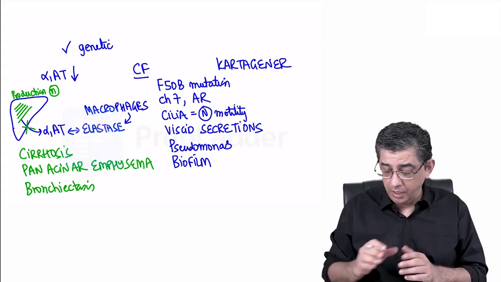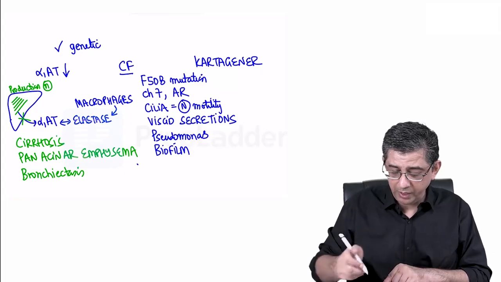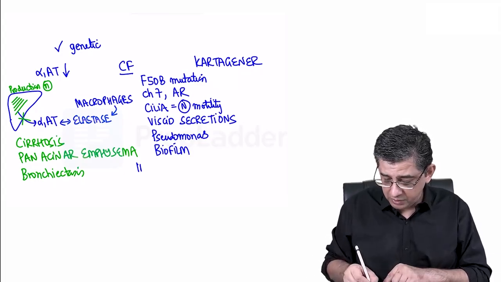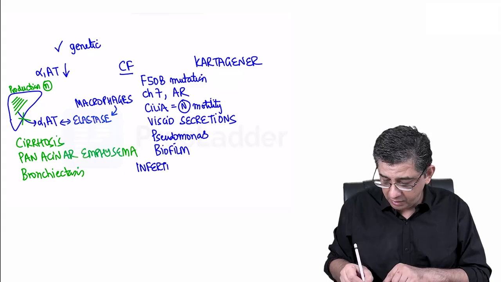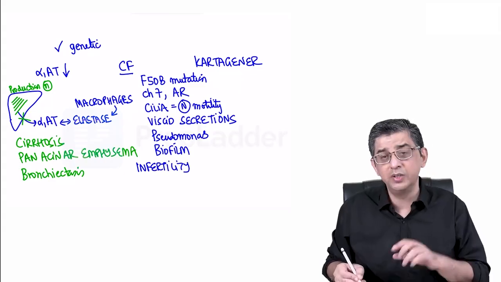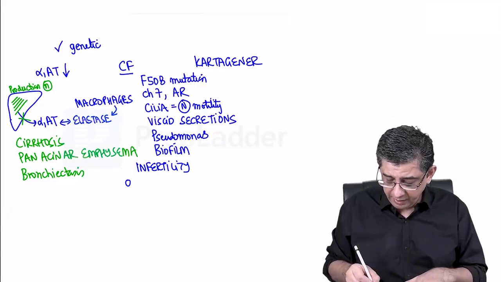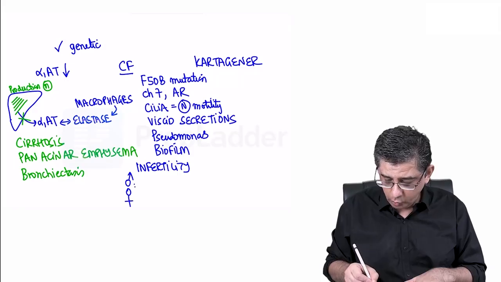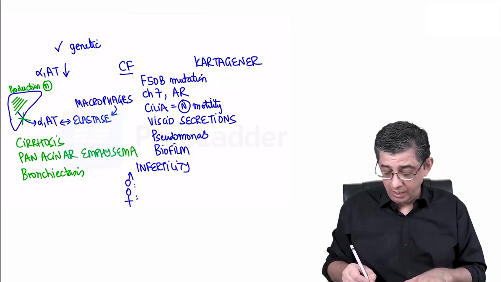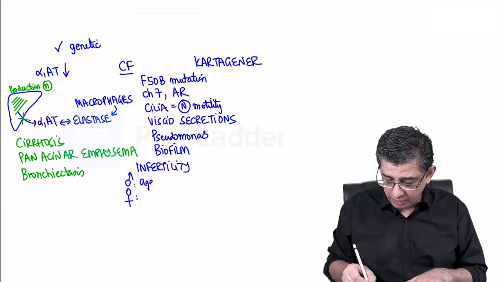An additional fact I want you to remember at this point is that cystic fibrosis patients can have infertility as well. Let's look into this data and I'll tell you the significance of it. Infertility is found in both genders in cystic fibrosis. In a male patient, the cause is usually agenesis of the vas deferens.